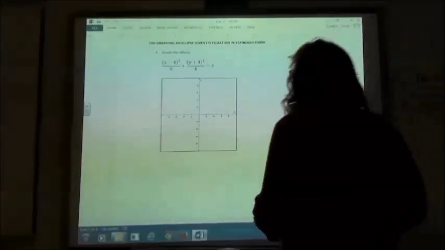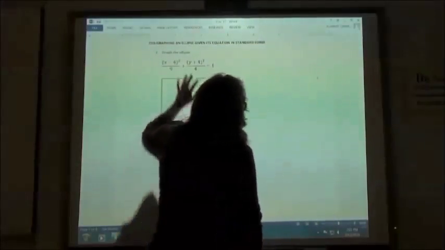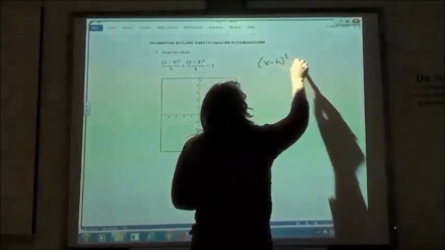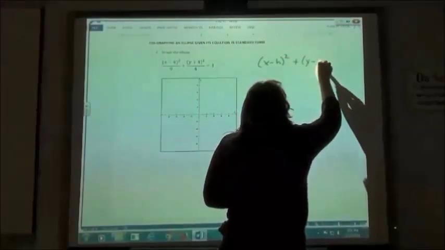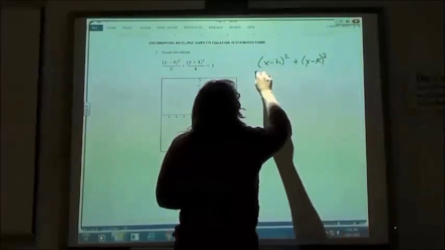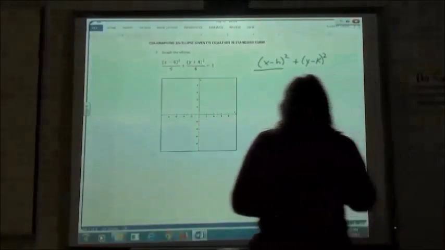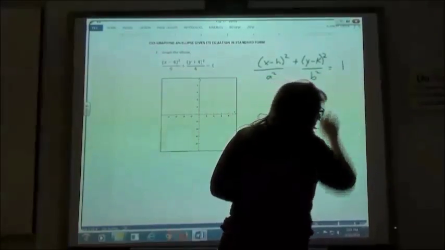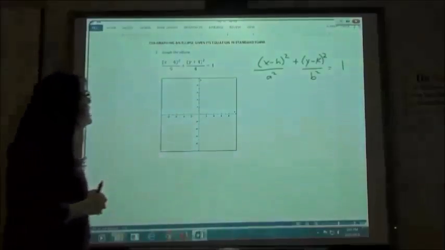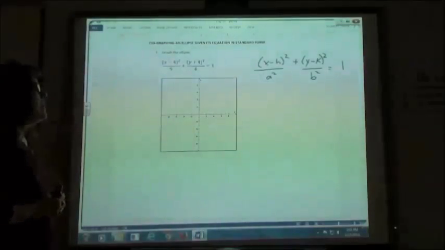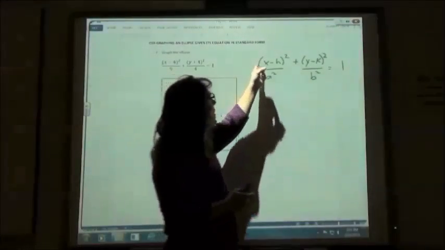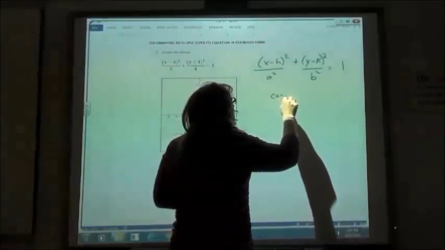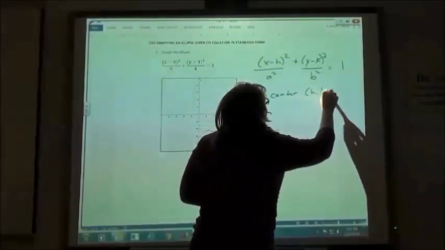All right, 7, 8, and 9, we are graphing an ellipse. General form of an ellipse is x minus h squared over a squared plus y minus k squared over b squared equals 1. So you can see it resembles the equation for a circle with the x minus h squared and y minus k squared, where the center of my ellipse is going to be at h, k.